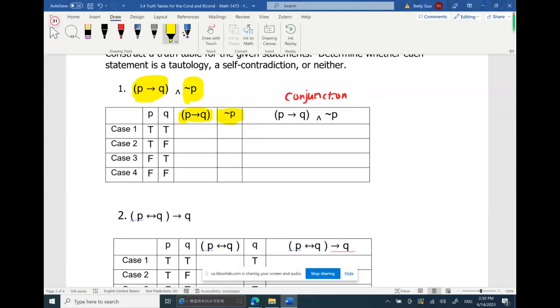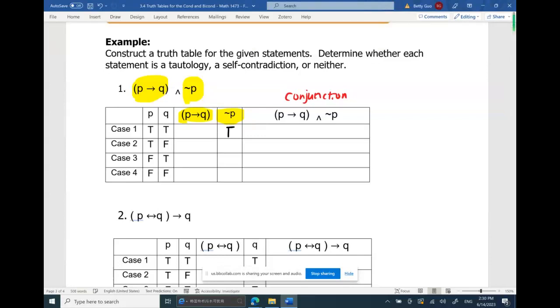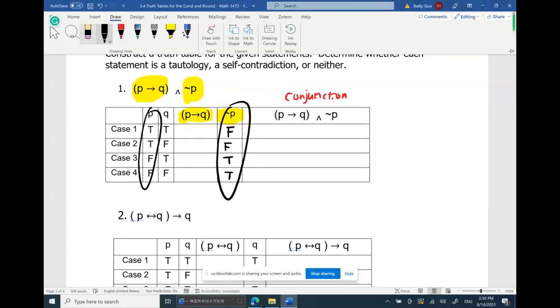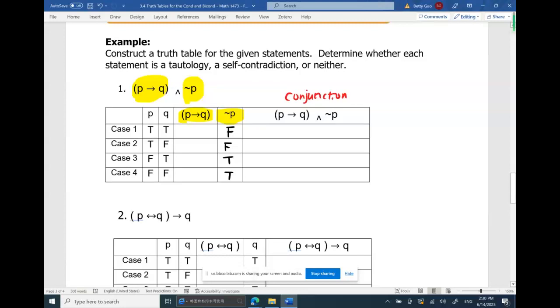All right, if you think column 3 is challenging, let's do column 4 first. When P is T, not P is false. When P is false, not P is T. So column 1 and column 4 need to have opposite truth values. Okay, and now let's look at column 3.